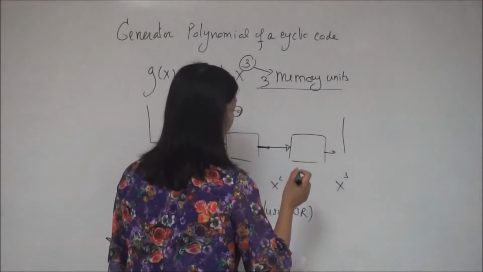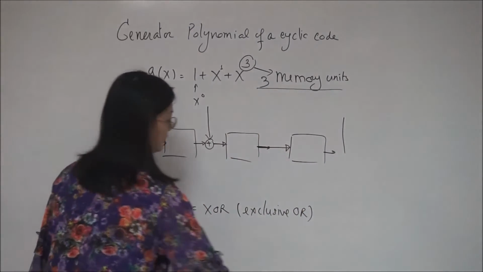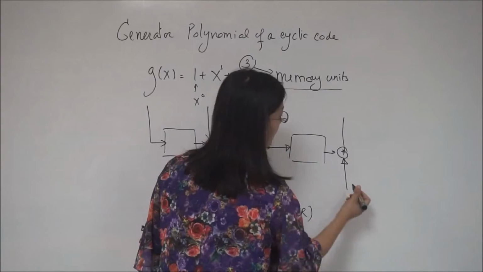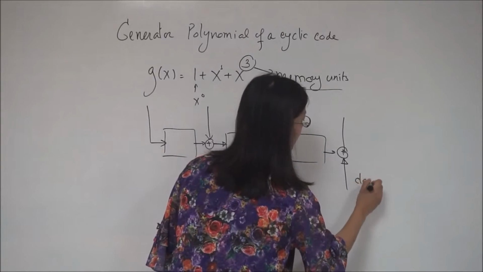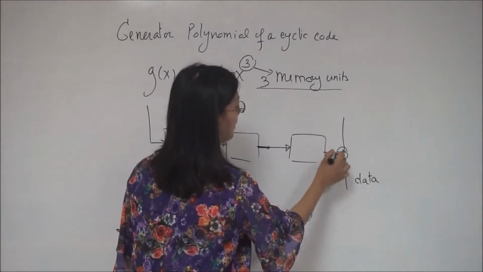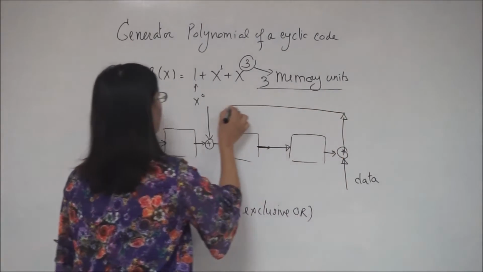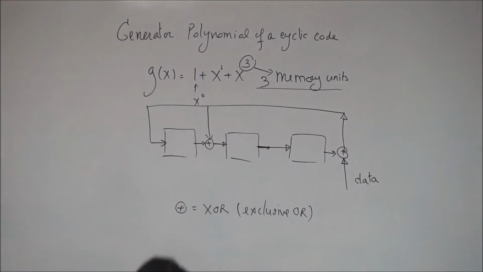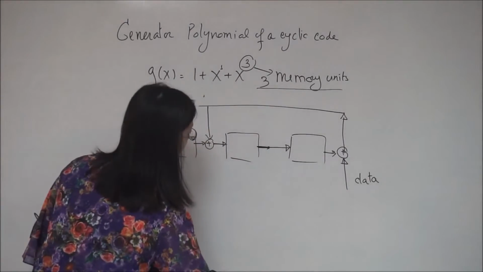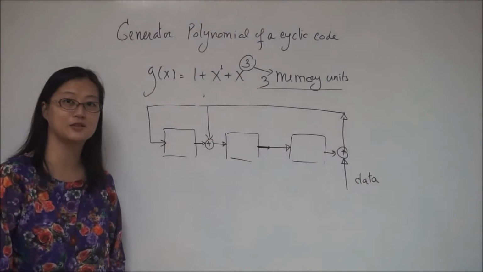Now, this one is a little bit tricky. Let me delete this first. For this, the data is coming in here, so this one has to go out. So you have a feedback here. And now you have the shift register circuit for this generator polynomial. So it's done.